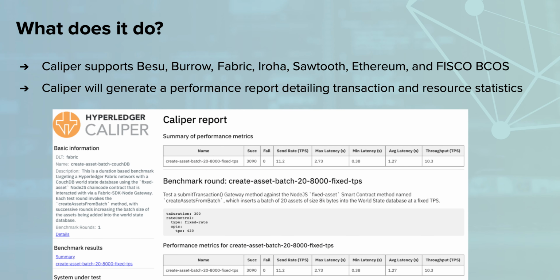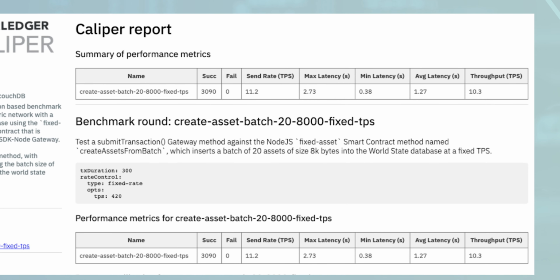At the end of a test, Caliper will produce a report for you detailing throughput, latency, success and failed transactions, as well as detailed information of resource consumption throughout the test.